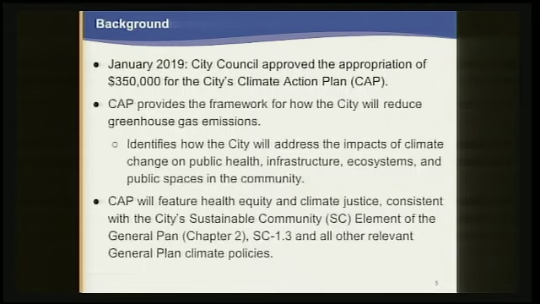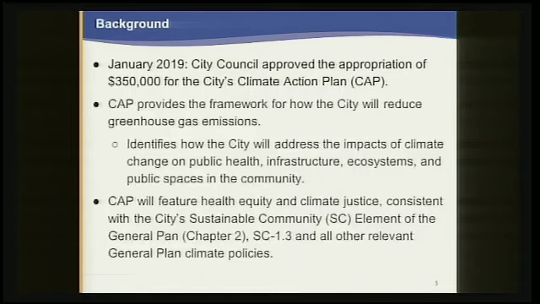Where we started was back in January of 2019. Council approved the appropriation of $350,000 for the city's climate action plan. And as we've talked about, the CAP will establish the framework for how we'll reduce greenhouse gas emissions over the next 30 to 40 years, and how we'll deal with climate change on a broader framework, to address public health issues, infrastructure, and impacts to ecosystems.